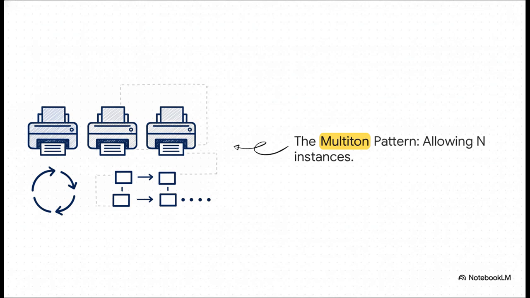Instead of one single instance variable, we use a list capped at a maximum number, let's say 3. When a module wants a manager, the Multiton hands one out using a round-robin cycle. Call 1 gets printer 1, call 2 gets printer 2, and so on. It's the exact same safety net and resource management as the singleton, just scaled horizontally to match the hardware.